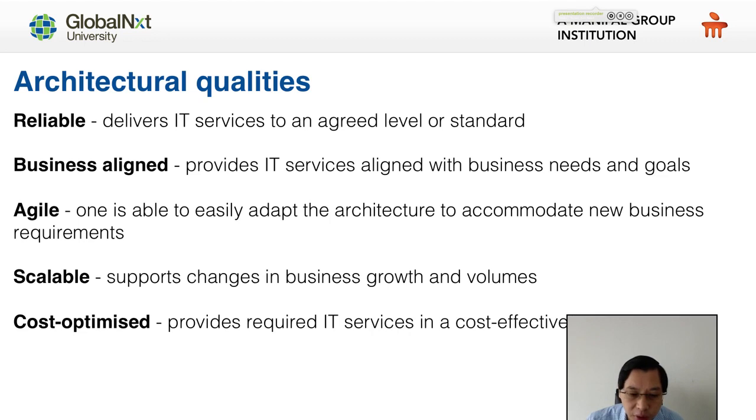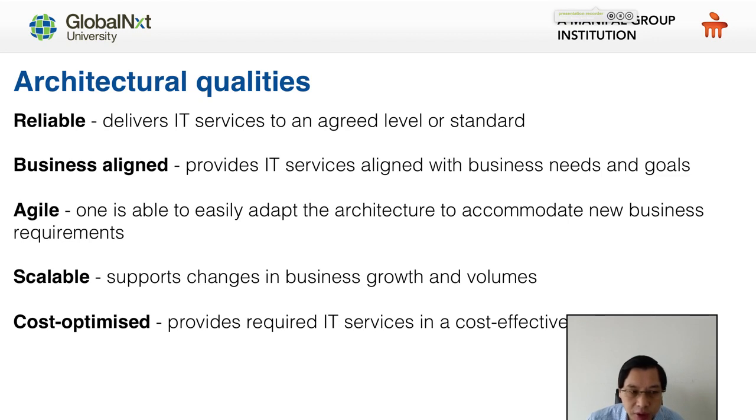Cost optimized, because everyone looks at budgets these days. They look for value for money. They want to make sure there's a good return on investment. And IT services are changing all the time. The providers are also changing all the time. So the way in which we deliver IT through the architecture, we obviously want to deliver that in a very cost-effective manner.